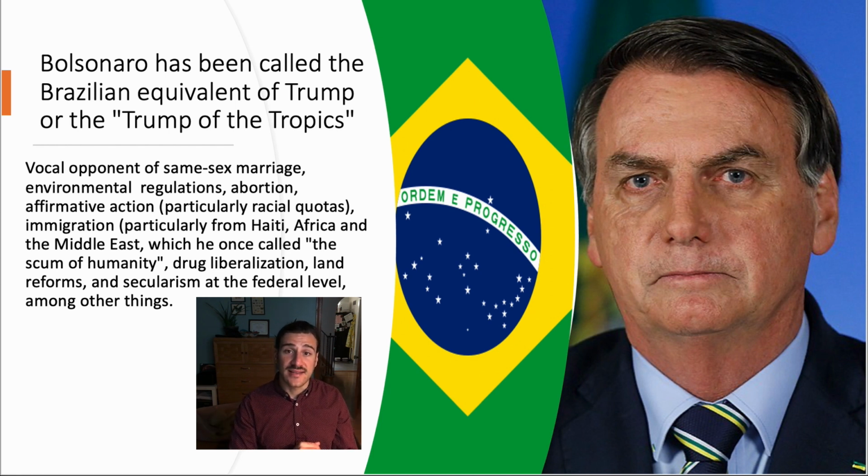This guy was elected, like I said, in 2018. He was elected, and most of his voters were upper middle class white males. So again, these striking similarities, these people that are empowered by these social injustices, and we're going to see how this has led to the destruction of the Amazon rainforest.